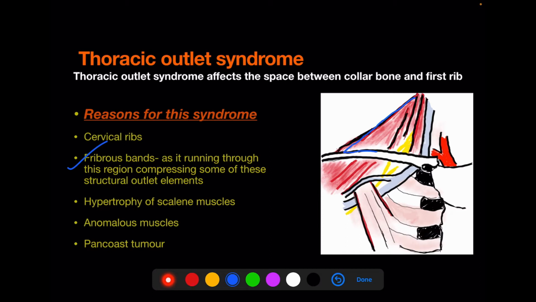Here you can see the triangle, and if this muscle compresses, I'm using black here, the brachial plexus, and here I'm using yellow. Here is the brachial plexus, and this is the interscalene muscle. We already discussed this muscle in the previous lecture, and the deformity occurs.